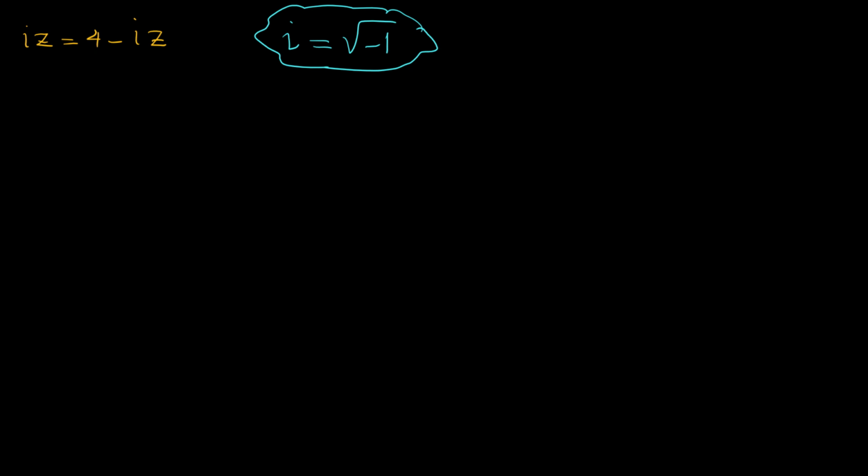So here is a good idea to get rid of negative iz on the right side. So we move negative iz to the left, or in other words, we add iz to both sides of this equation. By adding iz to the left and to the right, we have 2iz equals 4. And so z equals 4 divided by 2i. Maybe here you are thinking, so this is our solution. If we simplify the numerator and denominator by 2, z equals 2 over i.